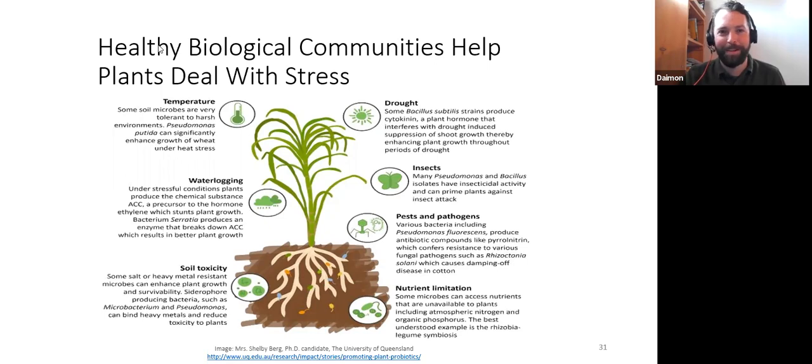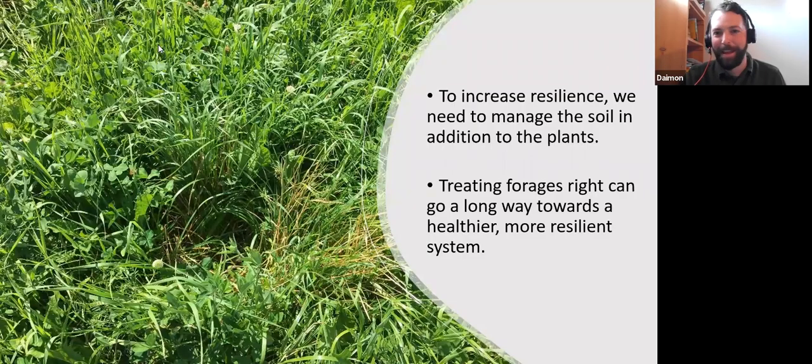So go on to the next slide as well, please, Carl. So to conclude everything that I've said here, to increase the resilience, we really need to manage the soil in addition to the plants. But in pasture management, the nice thing is that really can go hand in hand. And treating those forages right can go a long way towards that healthier, more resilient system. So it's just a really cool system.